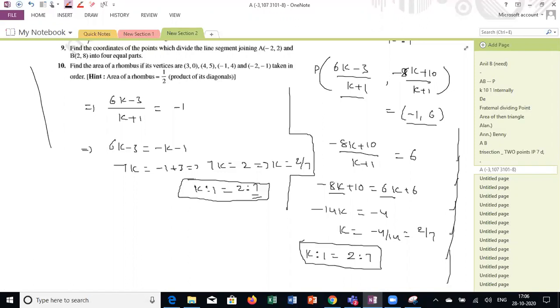So there are two kinds of things: whether they will give the ratio and ask us to find out the coordinate, or whether they will give the coordinate and ask us to find out the ratio. These are the major numericals we can expect based on the section formula. Is it clear, guys? Shall I move to the next question? Yes, sir.